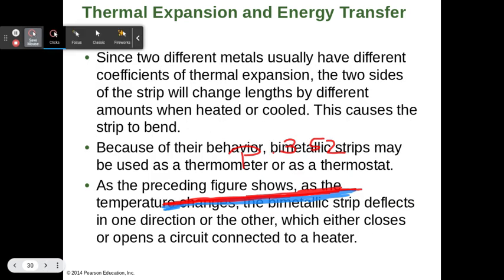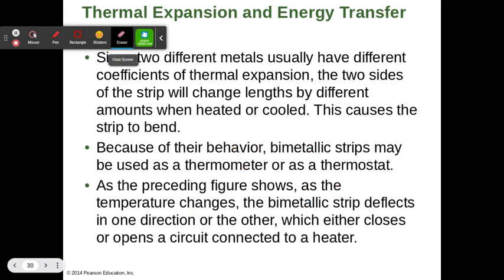So what do we use these for? Since they're two different metals, they will have two different coefficients of thermal expansion. So the two sides of the strip are going to change length by different amounts, whether they're heated up or cooled down. And that will cause the strip to bend.